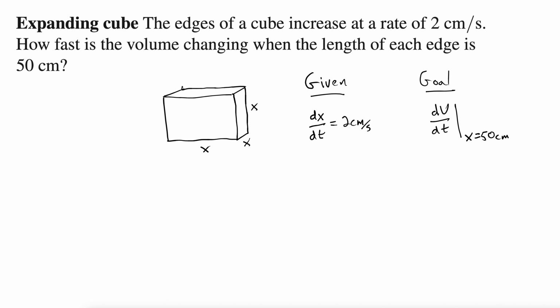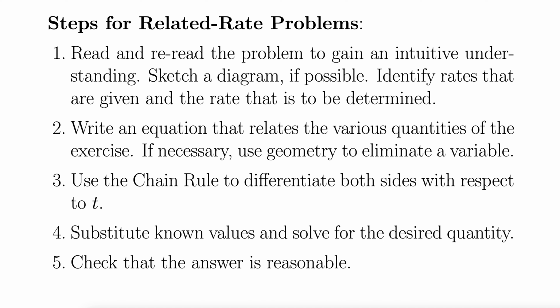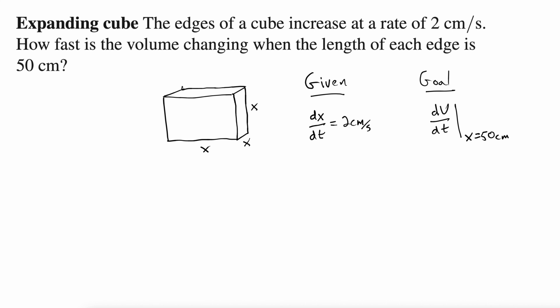So we're off to a good start with this related rates question. We have a diagram, hugely important. We have listed our givens, just one in this case, and our goal. On to step 2, write an equation that relates the various quantities of the exercise, and if necessary, use geometry to eliminate a variable. Okay, so we have our given and our goal.